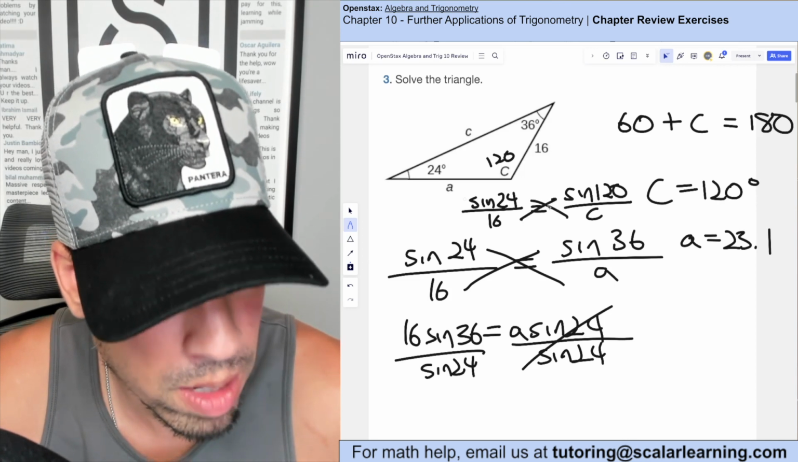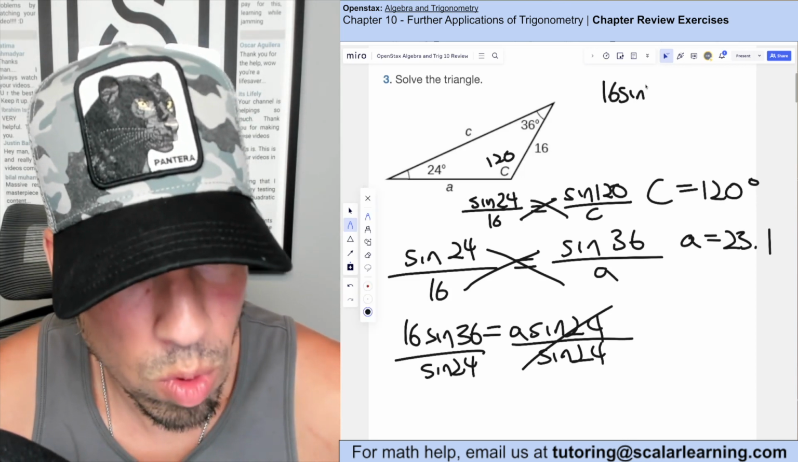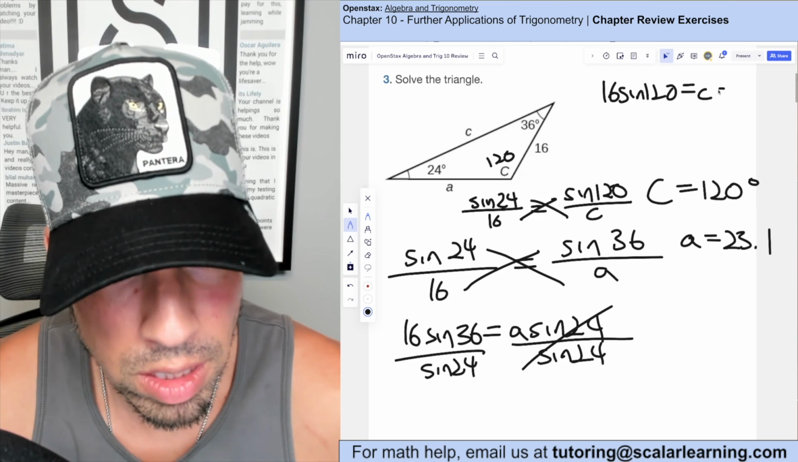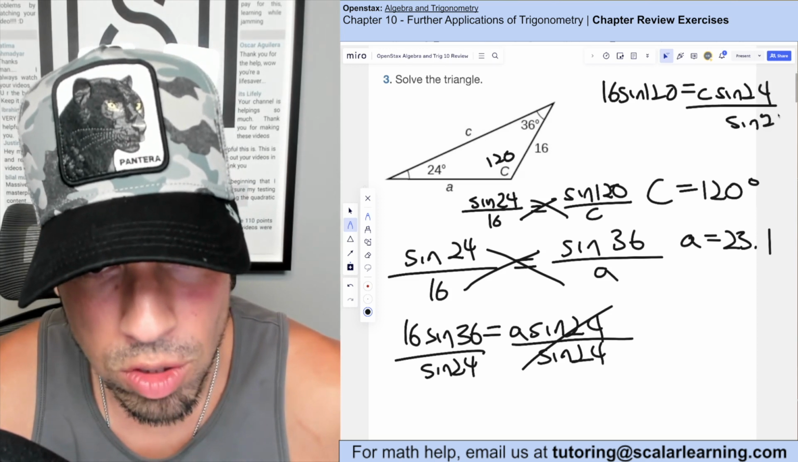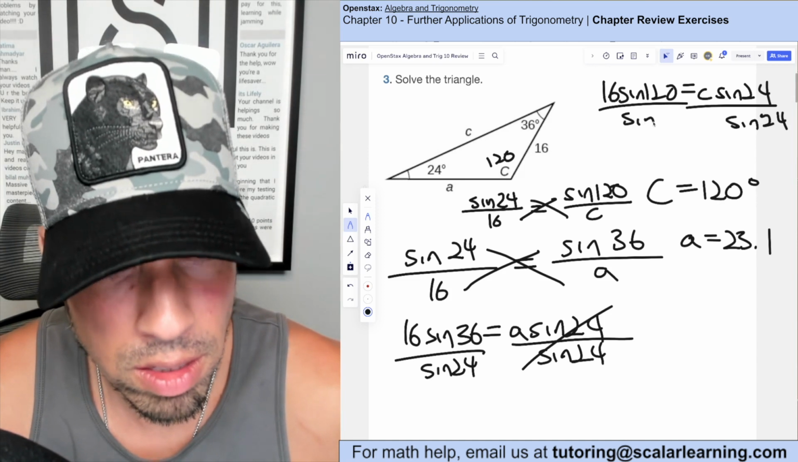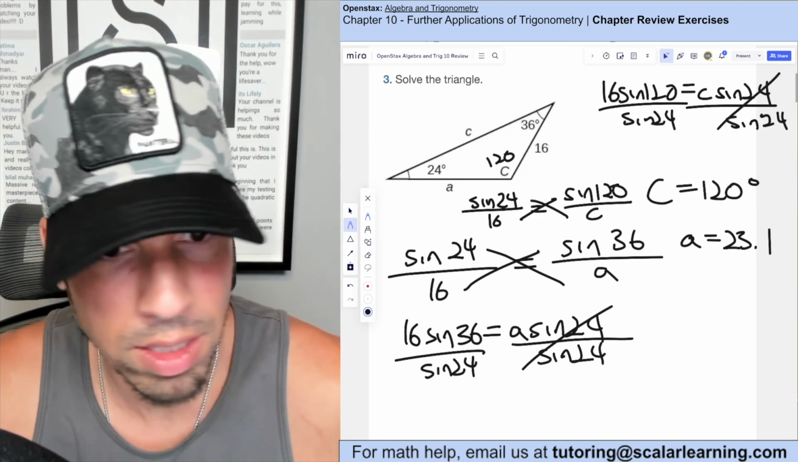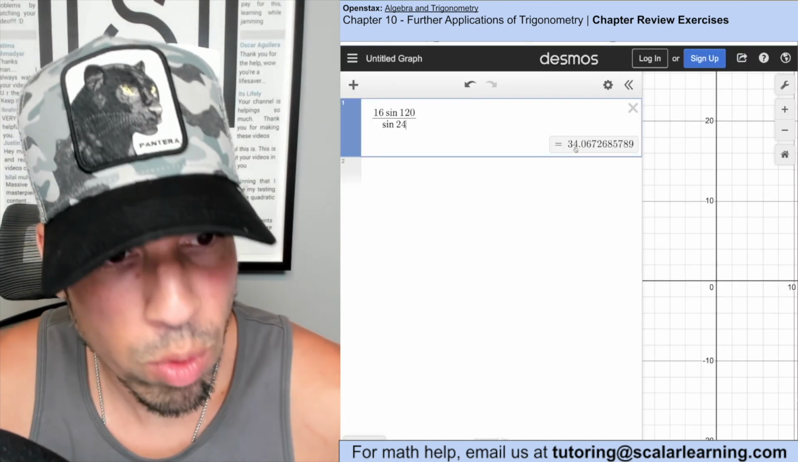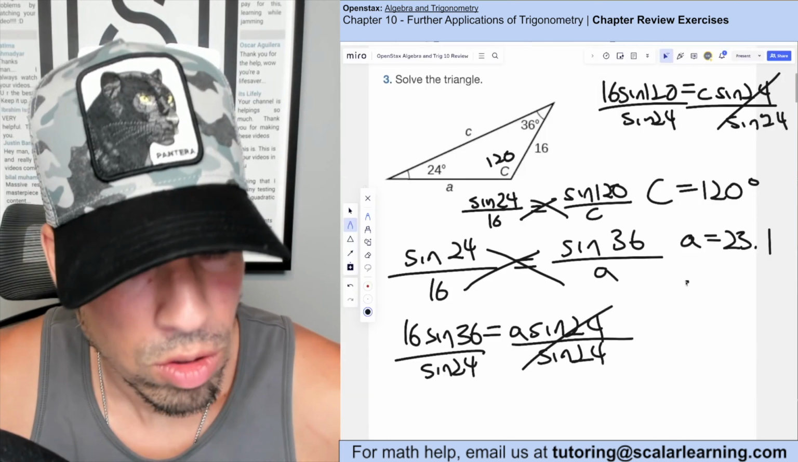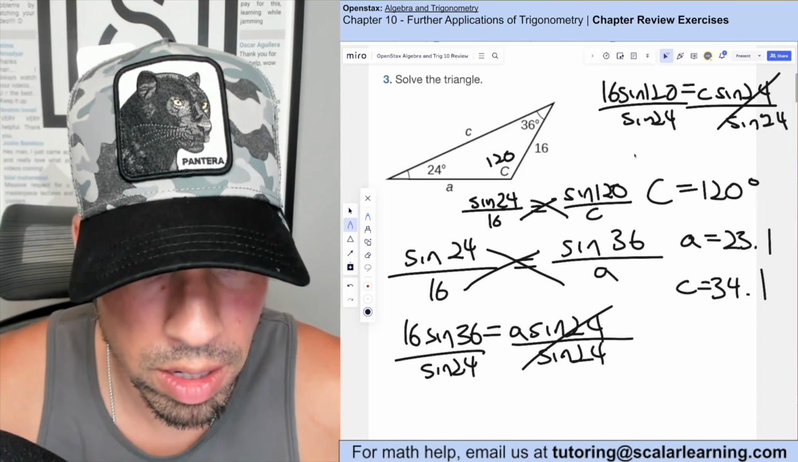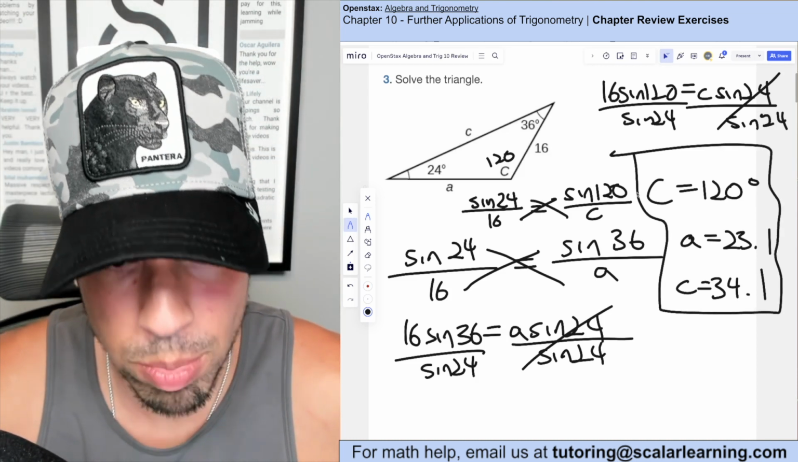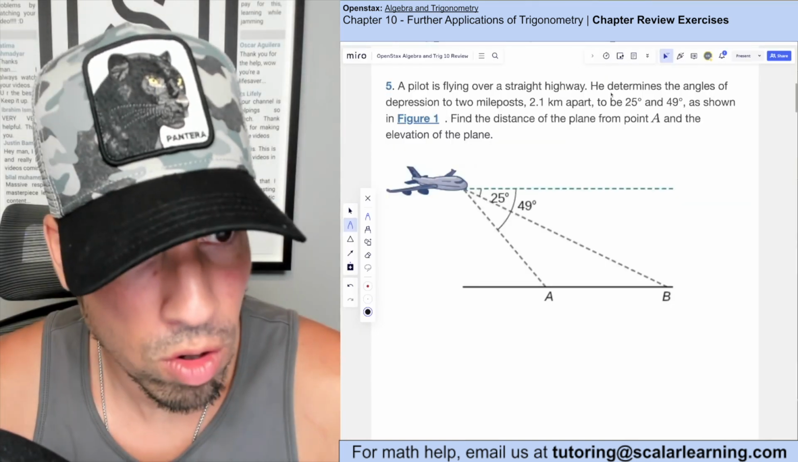Let's cross multiply. And we get 16 sine 120 equals C sine 24, divided by sine 24 like so. And that's going to give us our value for C. Let's plug it into Desmos. And here we get 34.1 rounded to the nearest tenth. So little c equals 34.1. And here are your 3 answers. Boom, done.